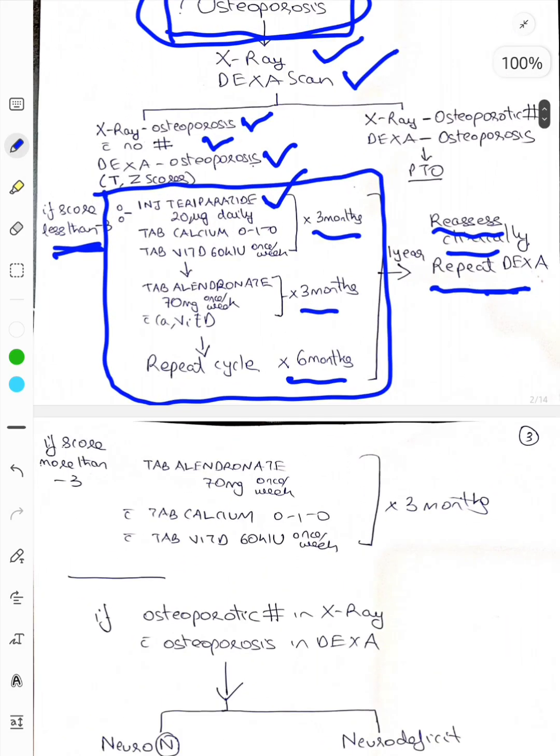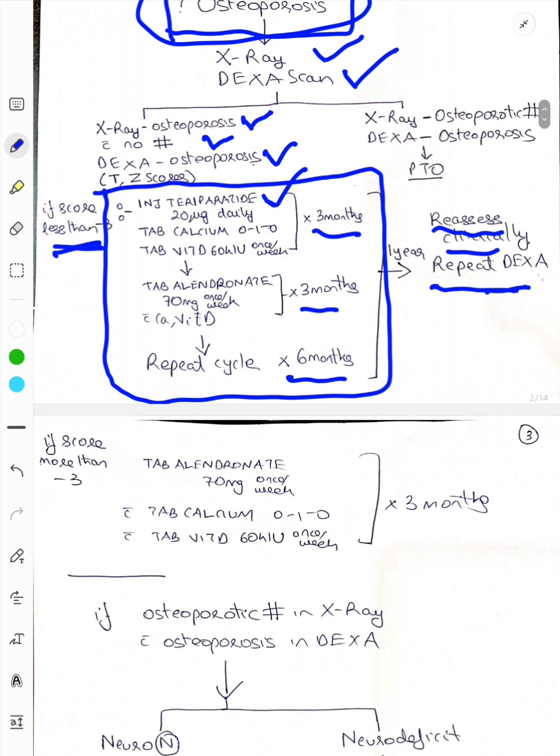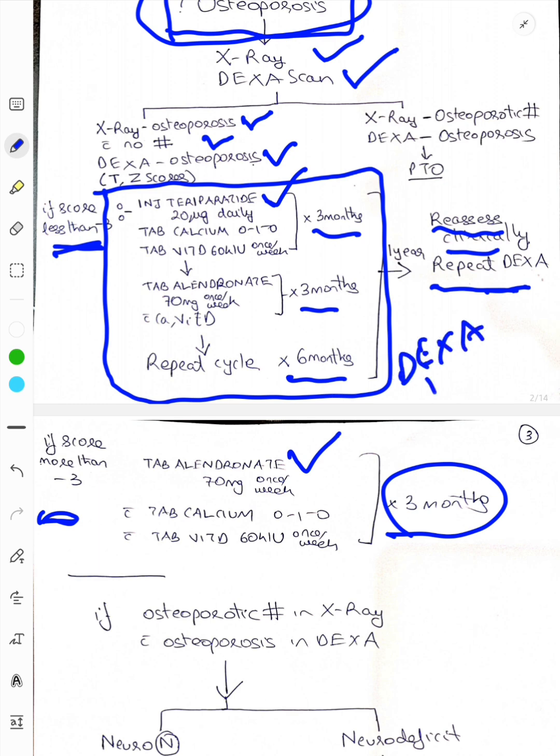If the osteoporosis is not that significant with no osteoporotic fracture, the score is like -1, -1.5, not worse than -3, you might go for only bisphosphonate, alendronate 70 mg once a week, along with calcium and vitamin D supplementation. You can call the patient for follow-up and reassess, and usually the DEXA scan is done after an interval of 1 year of giving the anti-osteoporotic treatment, right? So this was the picture when there is osteoporosis in X-ray with no obvious fracture line, with DEXA scan suggestive of osteoporosis.